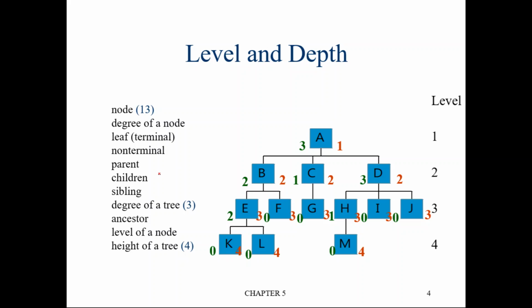The immediate descendants of a node are called child nodes. The immediate descendants of A are B, C, and D, so B, C, and D are children of A. Similarly, the immediate descendants of B are E and F, so E and F are the children of B.